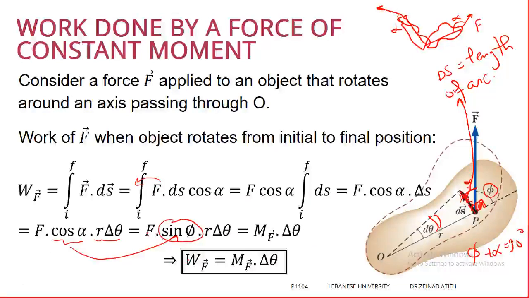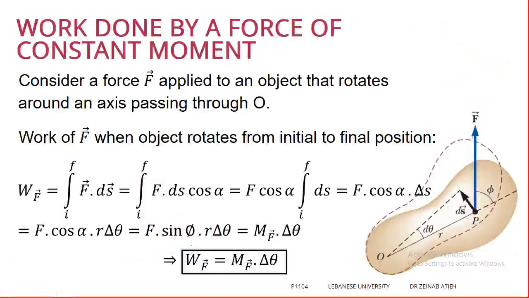So I've got now F sine phi r. These three values, F sine phi r, will give me the moment of F, because as you can see, where's r? This is r. Okay, so this is phi, the angle between r and F. You can see that the work equals moment times delta theta.